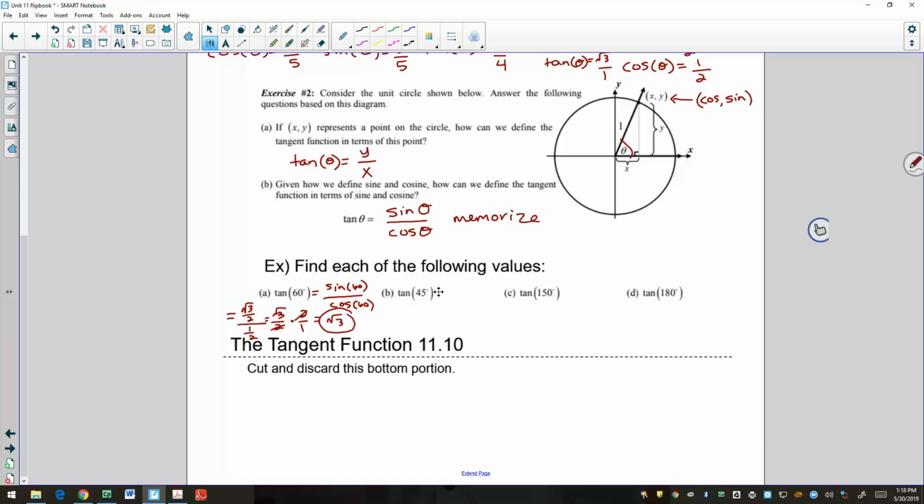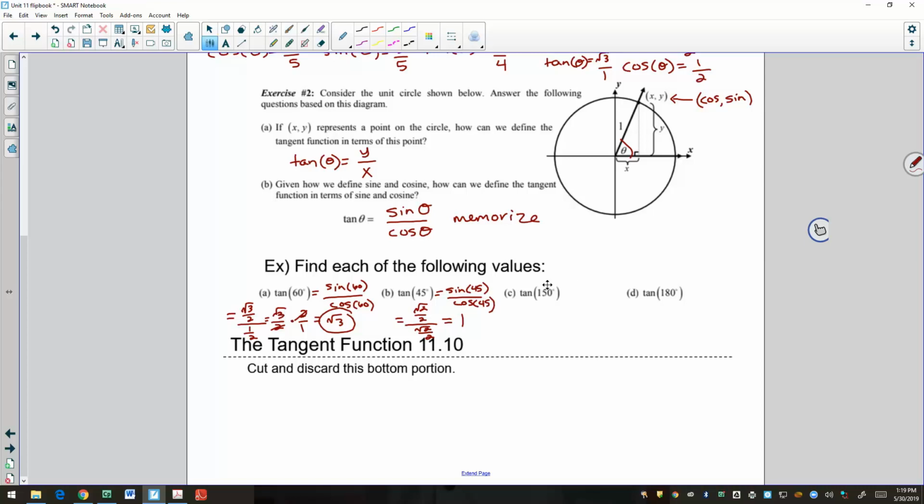The tangent of 45 can be written as the sine of 45 over the cosine of 45. Well, if you recall, the sine of 45 and the cosine of 45 are both radical 2 over 2. And when you have, yes, I could copy, change, flip this, but it's the same thing over itself. And when you divide something by itself, it's just 1. Now, the tangent of 150.